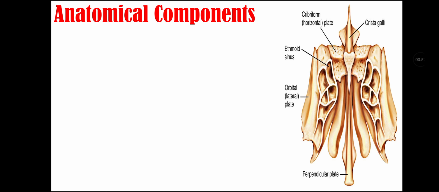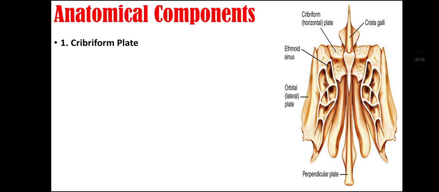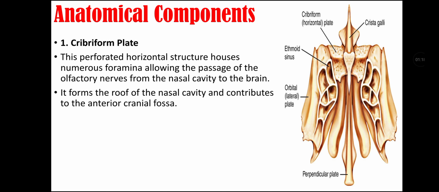Anatomical components of ethmoid bone. Anatomically, it has the cribriform plate, crista galli, ethmoidal labyrinth, and perpendicular plate. First, it has the cribriform plate. This perforated horizontal structure houses numerous foramina, allowing the passage of olfactory nerves from the nasal cavity to the brain, as you can see here in the diagram. It forms the roof of the nasal cavity and contributes to the anterior cranial fossa.